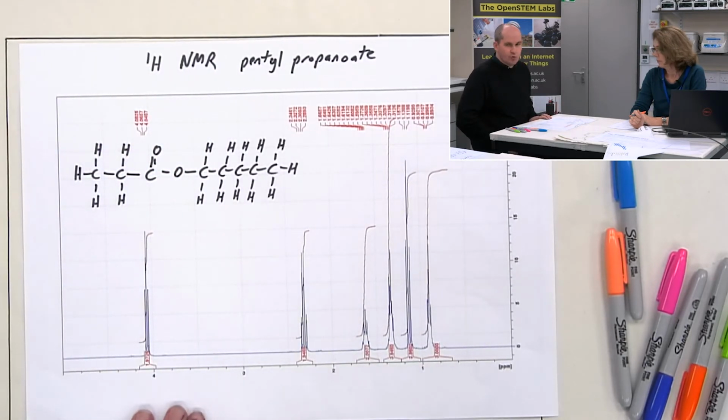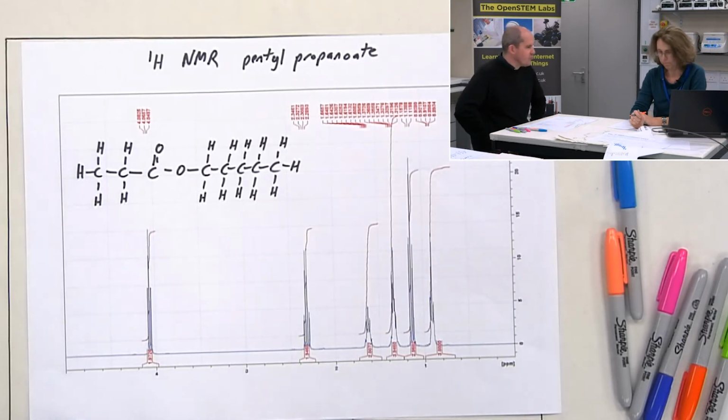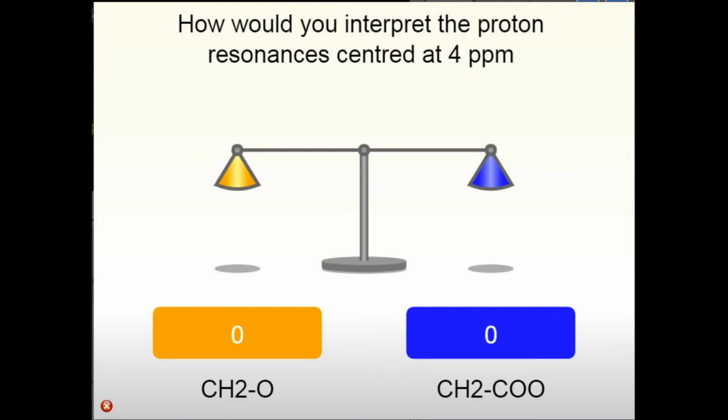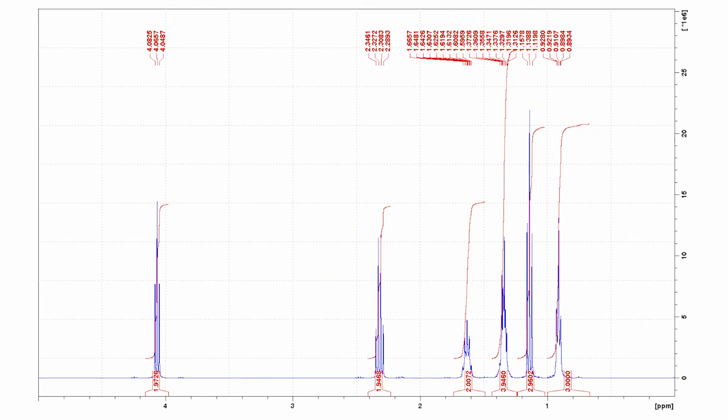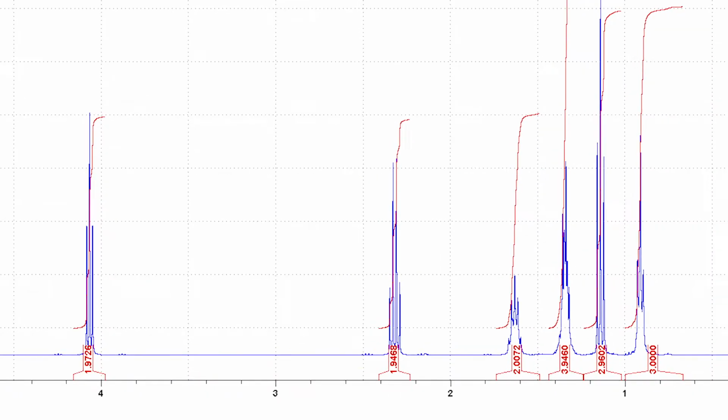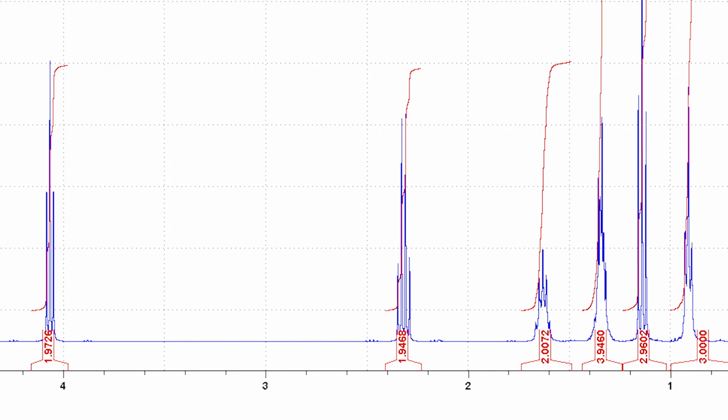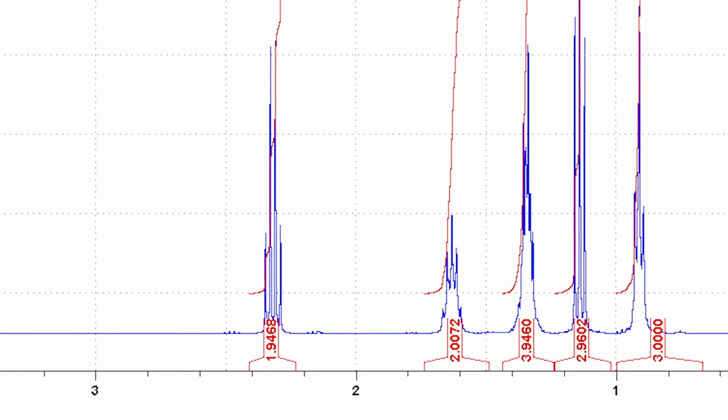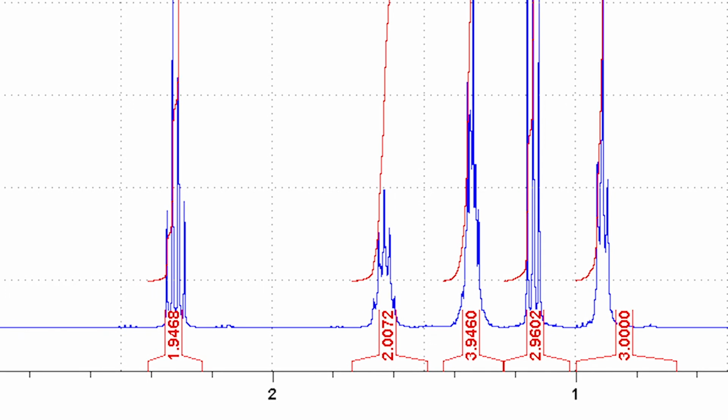So what we'd like you to do is use your correlation chart. The question is, how would you interpret the proton resonances centered at 4 ppm? So you've got a signal at 4 ppm and you've got one at 2 ppm. The reason we're saying it's centered at 4 ppm is that you probably can't pick it up at the resolution you're seeing, but we're actually seeing multiplets for most of these peaks. They're not a single peak but a set of peaks, all related to a single nucleus and how it's split with the coupling. So we'll let you think about that.